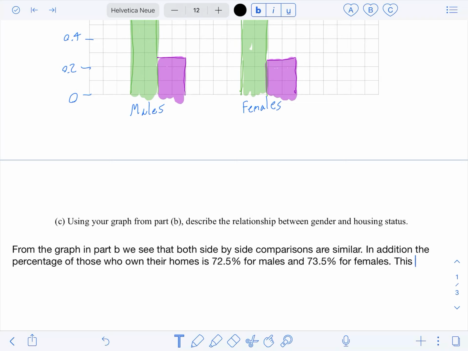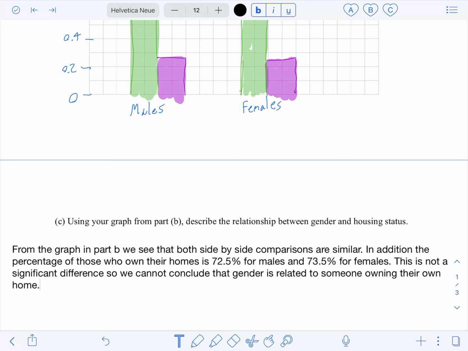Okay, this is not a significant difference between the two, so we cannot conclude that gender, I would say, is related to someone owning their own home.